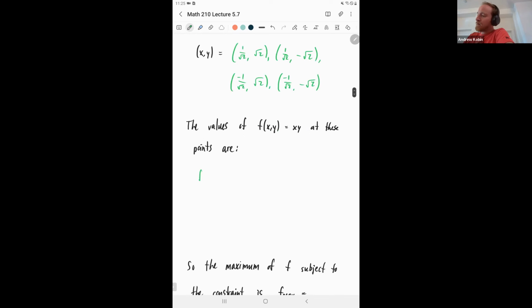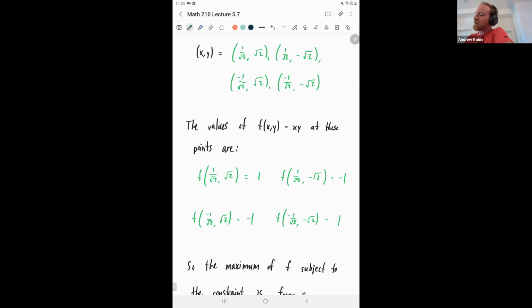F of 1 over root 2 times root 2. And notice that the function is just multiply the two coordinates together. Luckily, I have written things down in a way that's easy to multiply them. Root 2 over root 2 is just going to give us positive 1. Let's see what's next. 1 over root 2 times negative root 2. Those will cancel out and give us negative 1. Negative 1 over root 2 and positive root 2 will give us negative 1 again. And finally, negative 1 over root 2 and negative root 2 will give us positive 1.